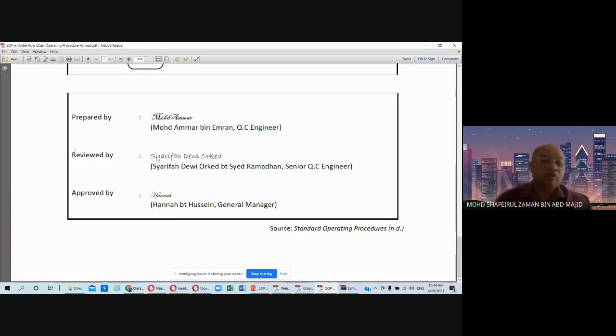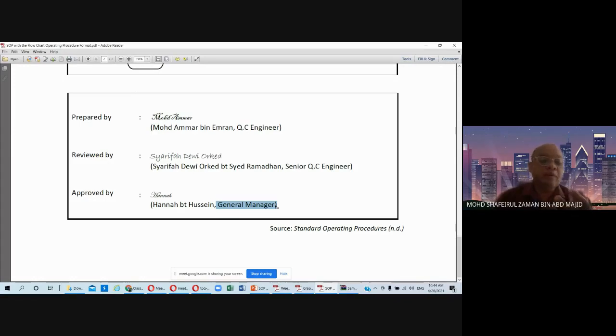Then "reviewed by," normally this is going to be your superior, your supervisor: the signature followed by the name and also the position in brackets. And lastly, "approved by": the signature, the name, and also the designation or the position. So this is the structure of a flowchart operating procedure.